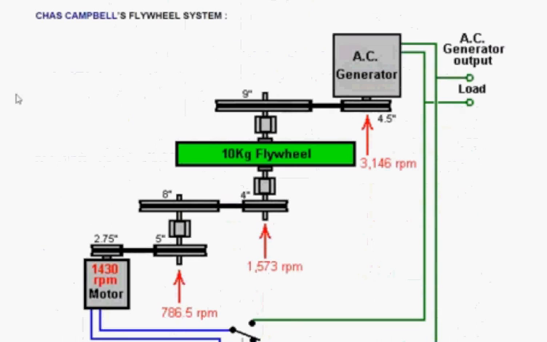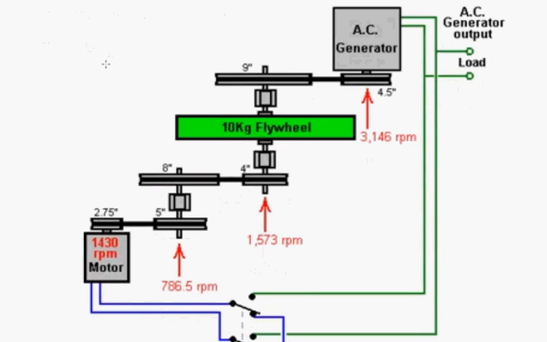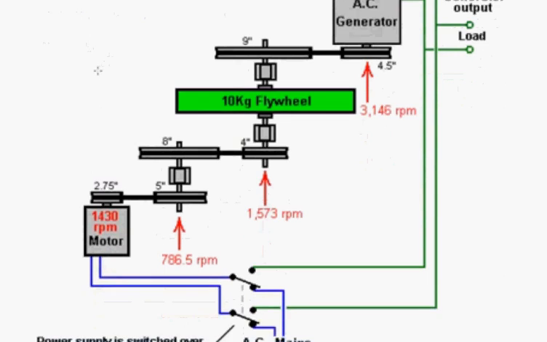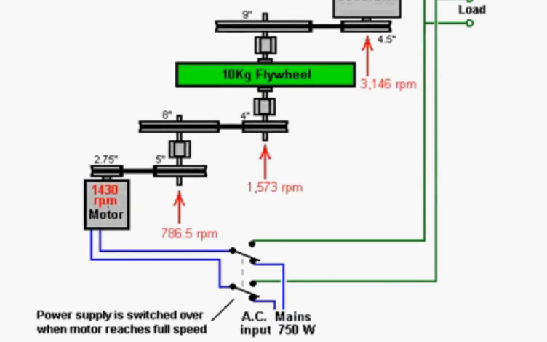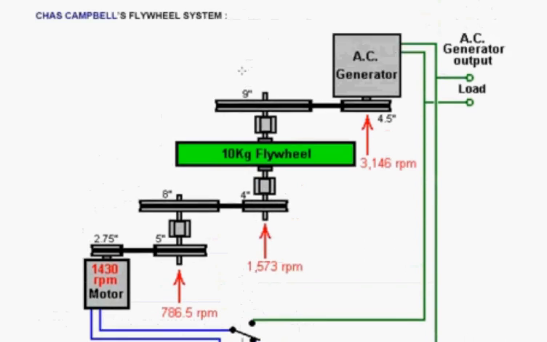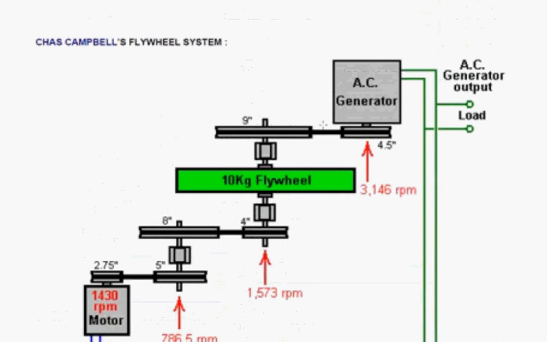Okay, moving on. Something now that doesn't require any electronics or understanding anything like this. You have a design from Chas Campbell in Australia. This is a very effective system. What he does is he gets an ordinary mains motor. His mains motor rotates at 1,430 revs per minute. And he gears it up through belts and through a shaft that has a 10 kilowatt flywheel attached to the shaft, and then through another pulley which spins a generator.